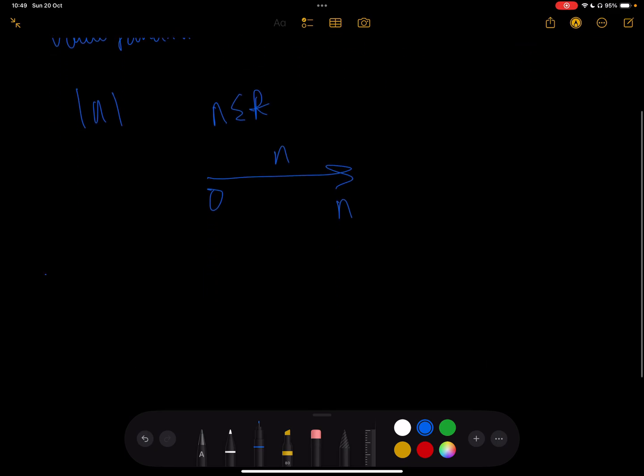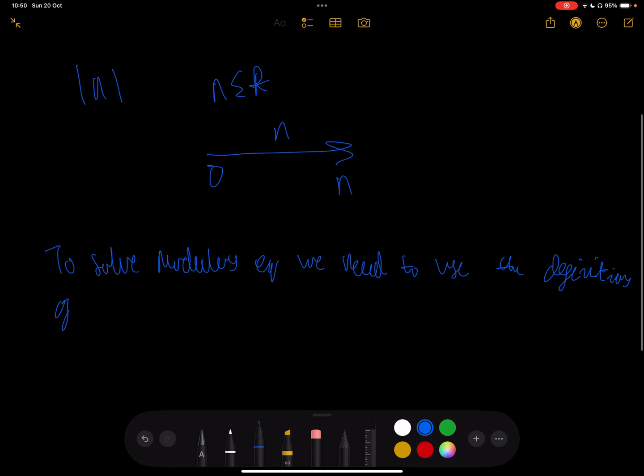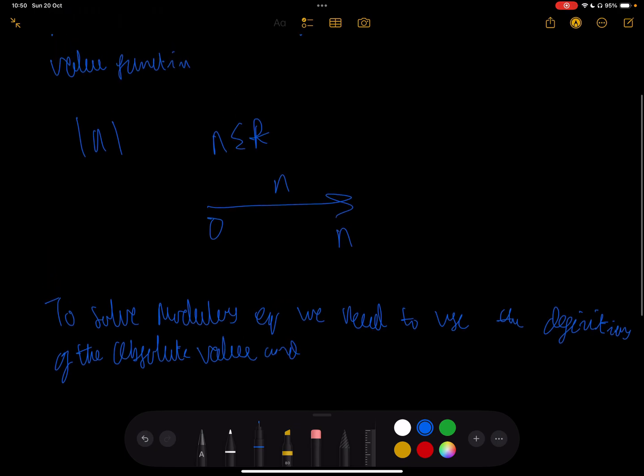So to solve these modulus equations, we need to use the definitions of the absolute value and properties.